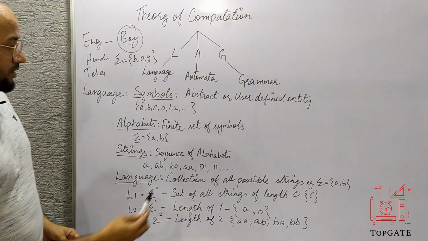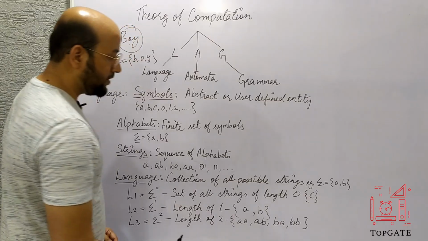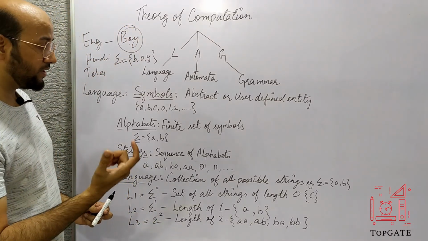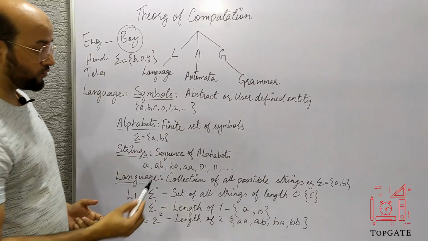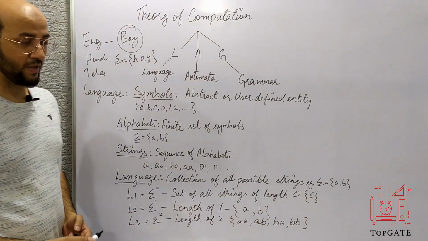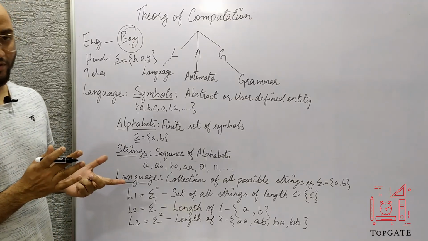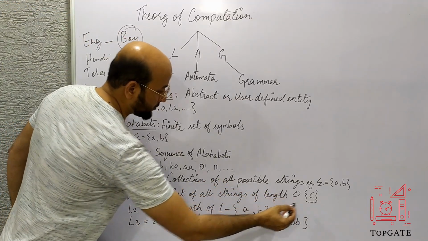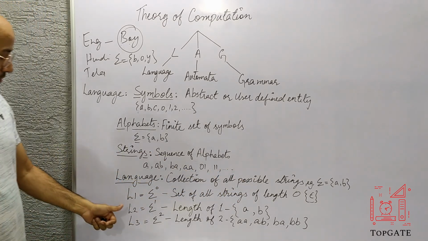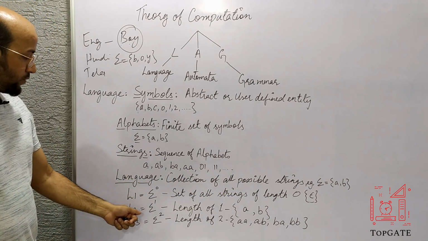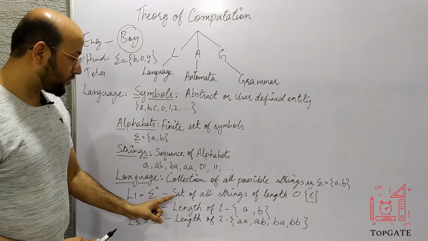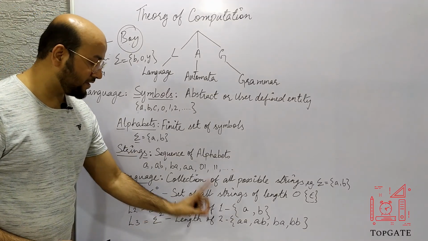That is, from the alphabets A and B, I am trying to make words of length 0. Whenever we are talking about length 0, that will be called epsilon. That is an empty string. There are no alphabets in it. So for sigma to the power 0, we have epsilon. Second language, L2. Suppose I say L2 is equal to sigma to the power 1. What does that mean? Sigma to the power 1 means the set of all possible strings of length 1.